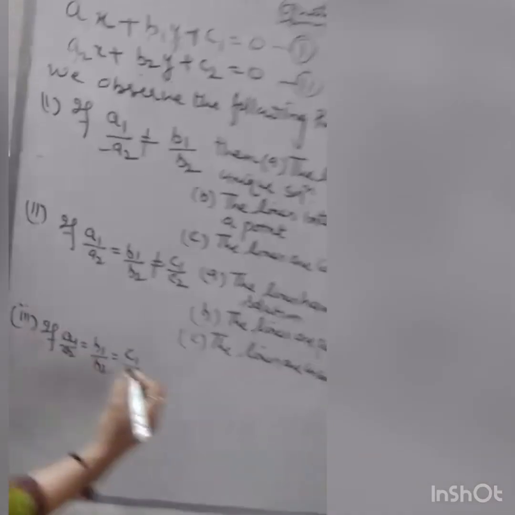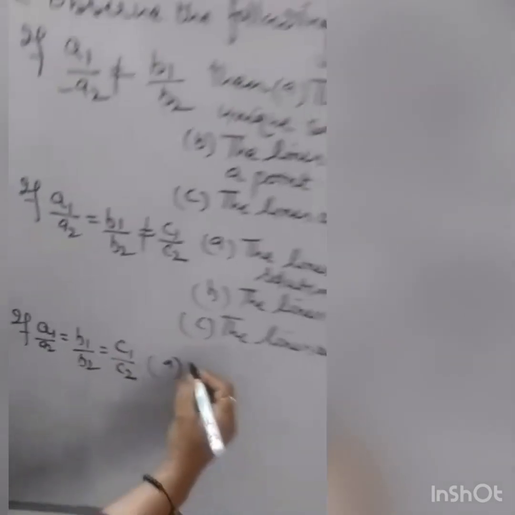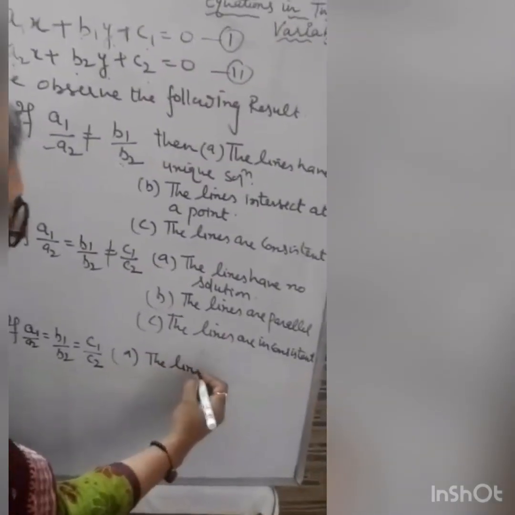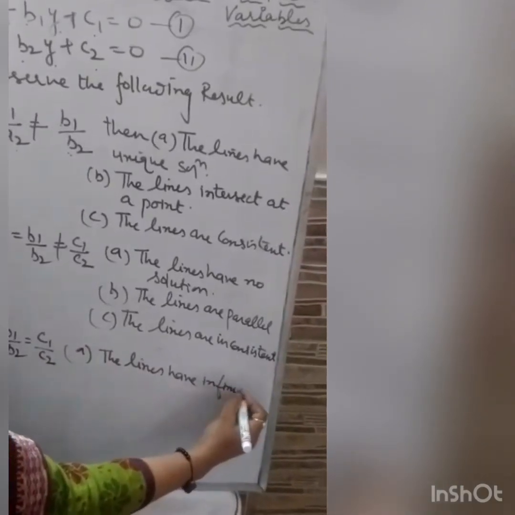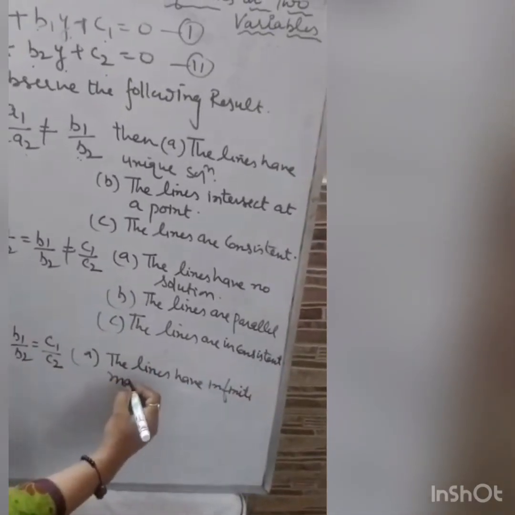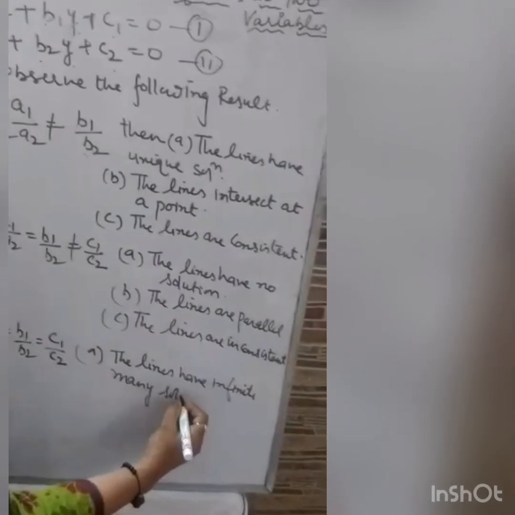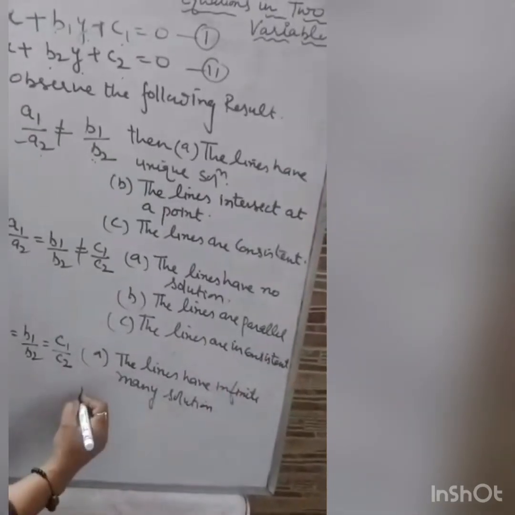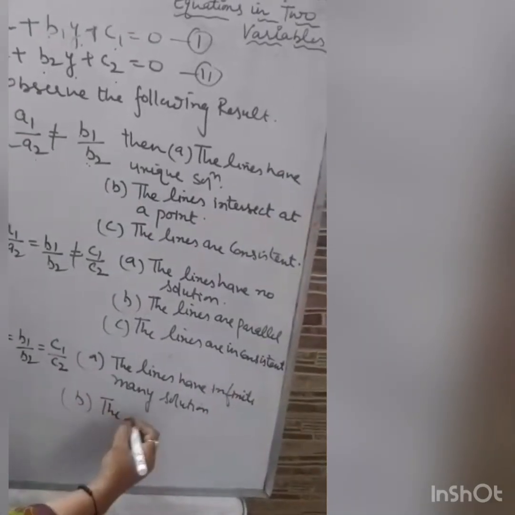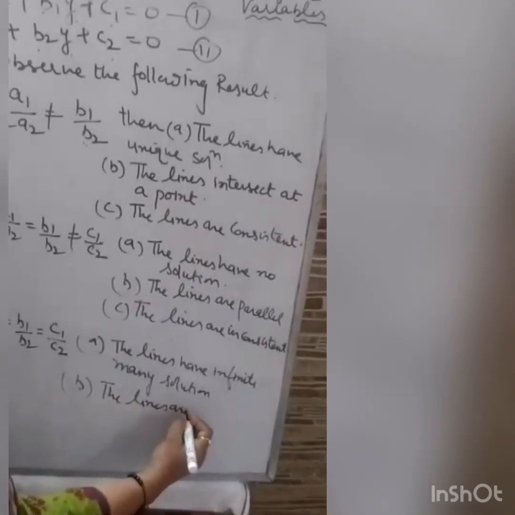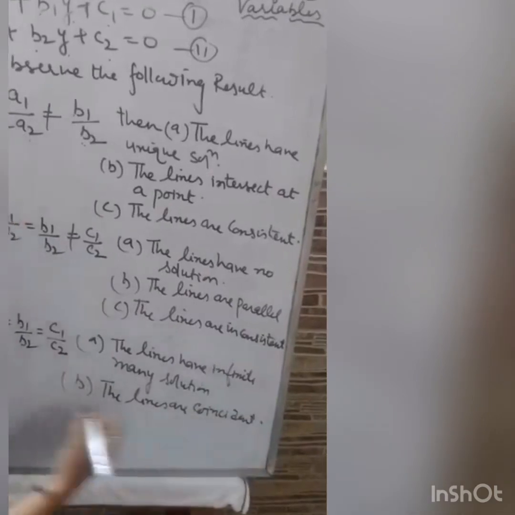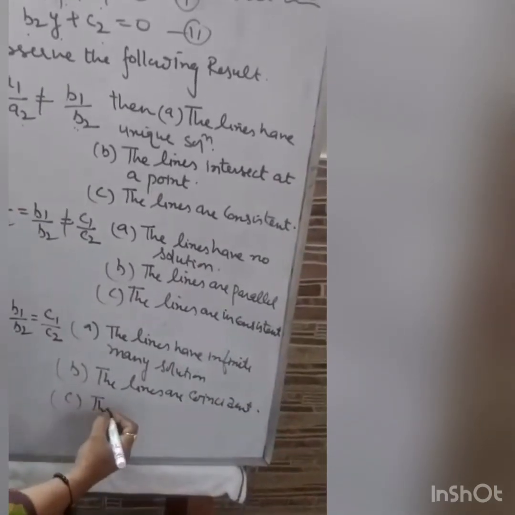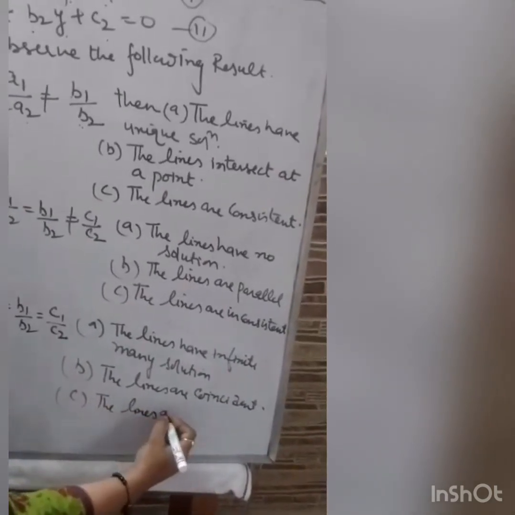Third case, if a1 upon a2 is equal to b1 upon b2 is equal to c1 upon c2, all these three ratios are equal, then the lines have infinite many solution. The lines are coincident. The lines are consistent.